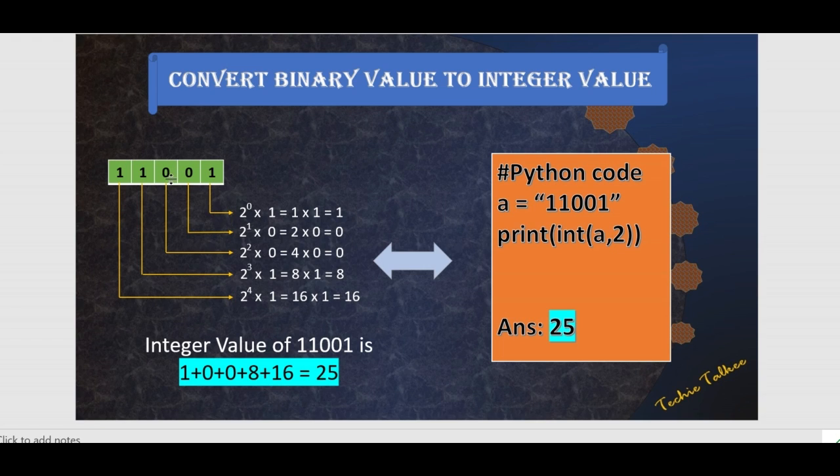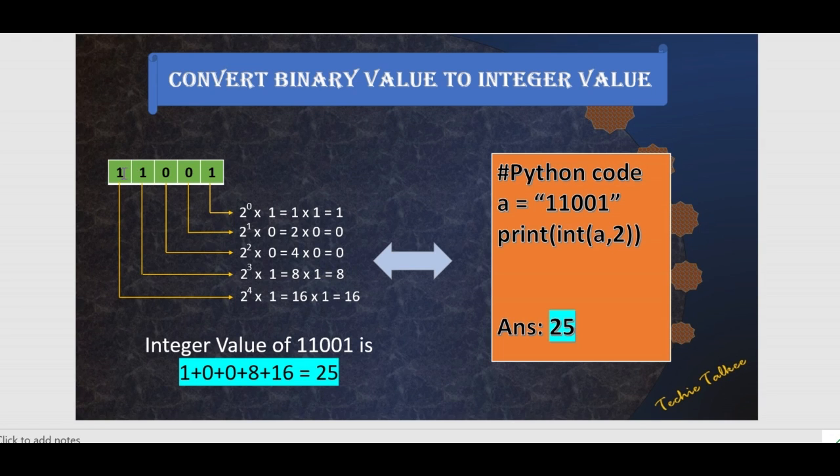Next one we have 0. We are going to multiply 0 with 2 power 2. 2 power 2 is 4, but since it's multiplied by 0, we are getting 0. Next, we have 1, which will be multiplied by 2 power 3. 2 power 3 is 8. So 8 into 1, which is equal to 8.